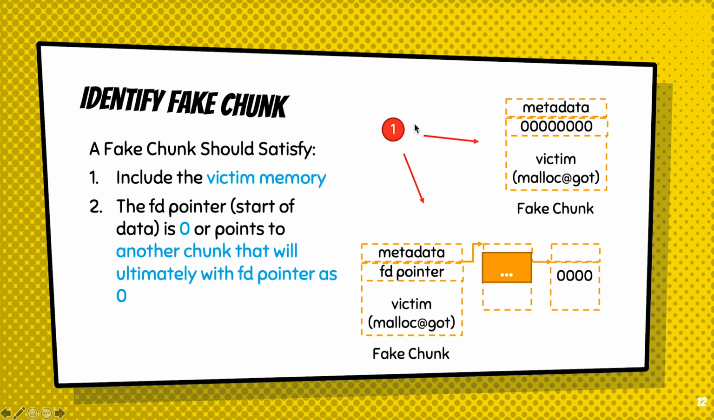First, it needs to include the victim memory. This is apparent, because only when the victim memory is included will we be able to allocate this chunk containing the victim memory so that we can overwrite it. Besides victim memory inclusion, another condition is that the start of the data, which is the forward pointer when the chunk is freed, has to point to either 0 or another chunk that will ultimately point to 0.